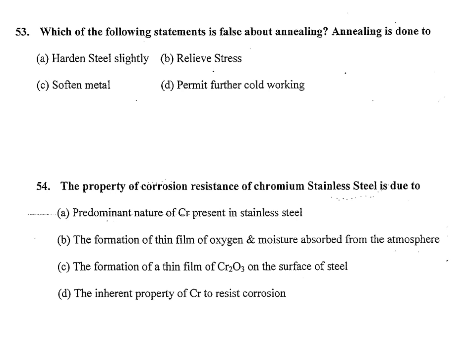This question was also repeated. Which of the following statements is false about annealing? Annealing is done to: A. Harden steel slightly. B. Relieve stress. C. Soften material. D. Permit further cold working.